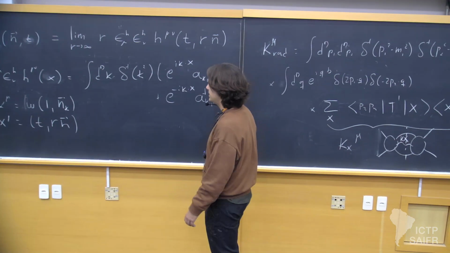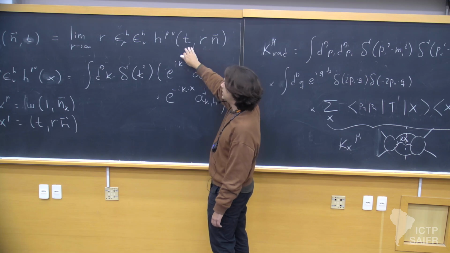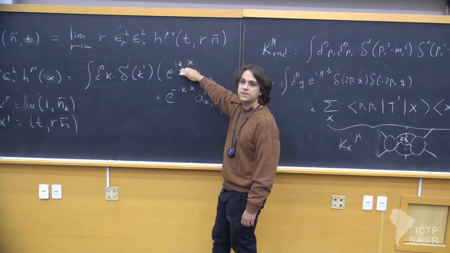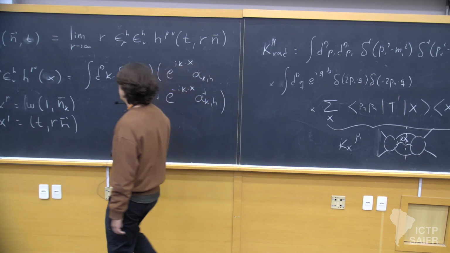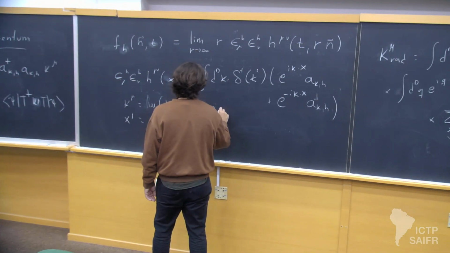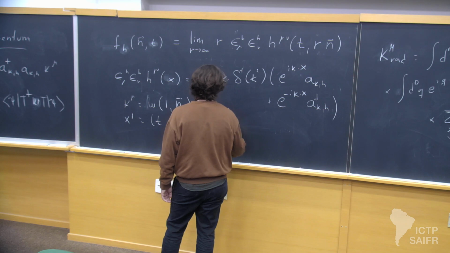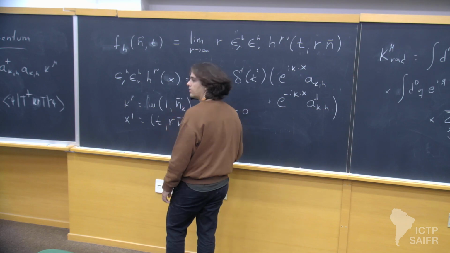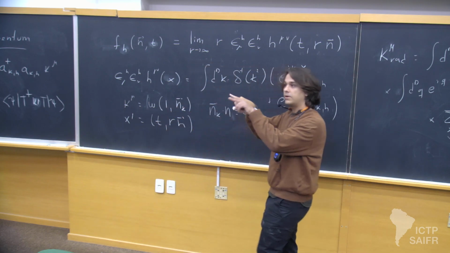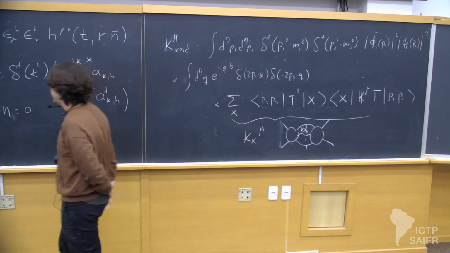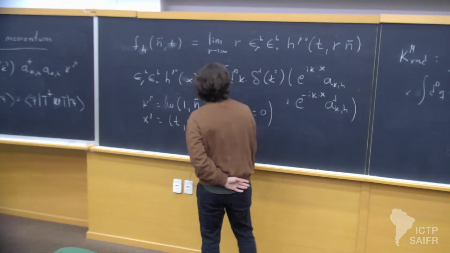Okay, and it turns out that if I take r to be large with fixed t, this is going to be dominated by the stationary phase of this integral. And the stationary phase is when n_k dot n is 0. Okay, when the two directions are aligned. So I'll leave that as an exercise because I don't have much time.